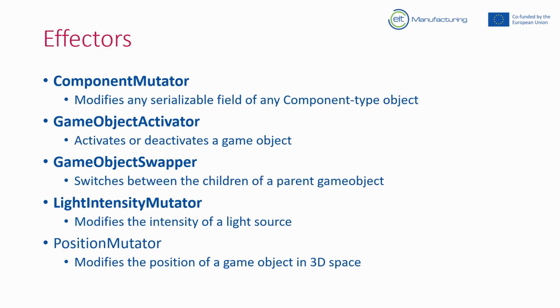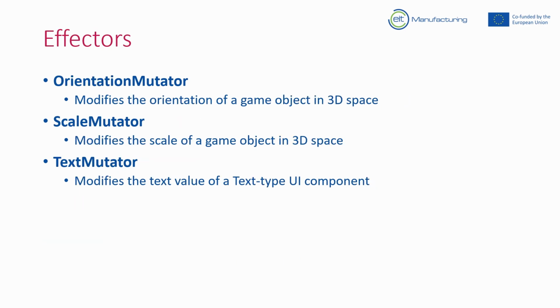Light intensity mutator, modifies the intensity of a light source. Position mutator, modifies the position of a game object in 3D space. Orientation mutator, modifies the orientation of a game object in 3D space.